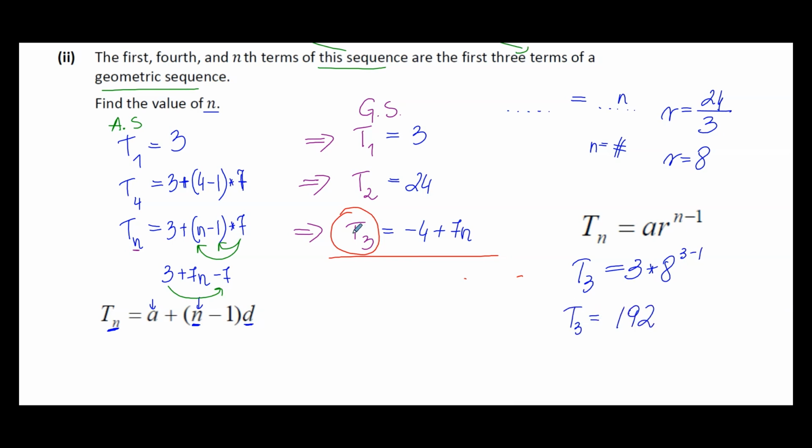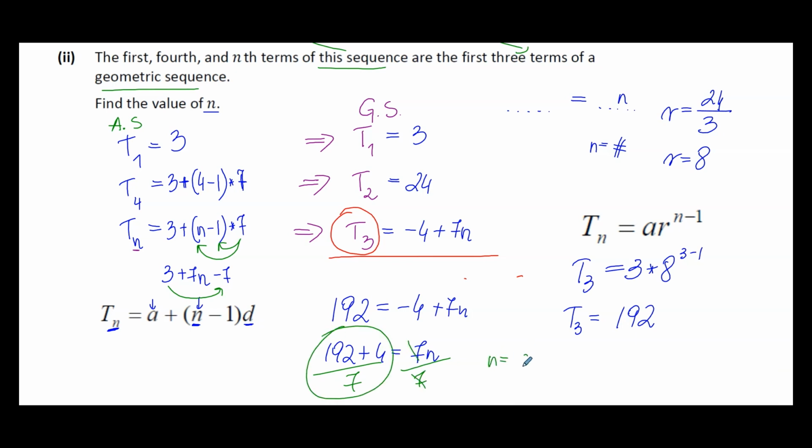Therefore, we can replace that with a number, 192 equals minus 4 plus 7n. Now, obviously, that's kind of quicker, isn't it? We take 4 to the other side, we change the sign, and then we are left with 7n. And again, to find the value of n, we divide both sides by 7. We put that in the calculator, and we get the same answer, 28. So that's what I'm saying. Any way you go here, you will arrive at the answer.